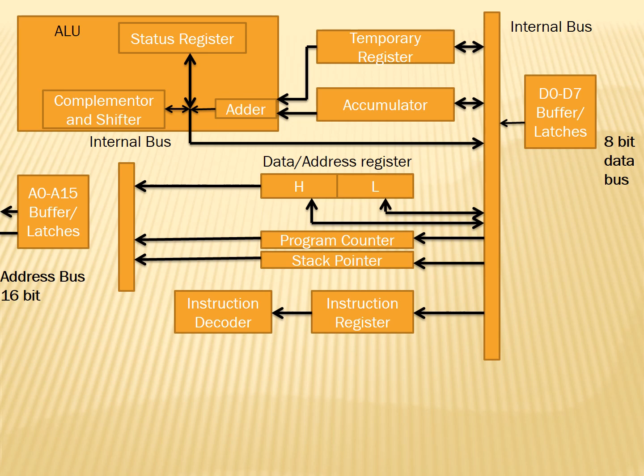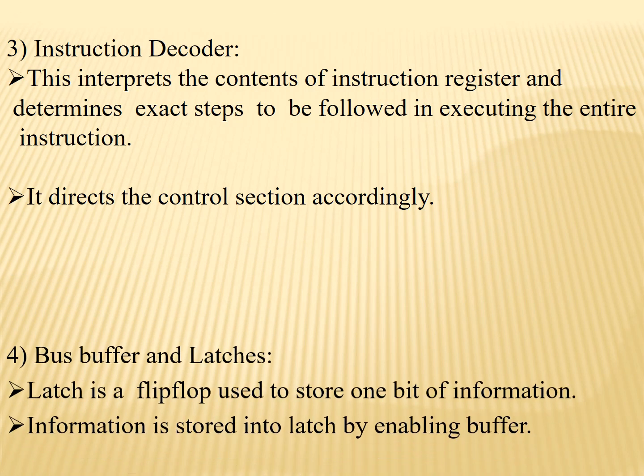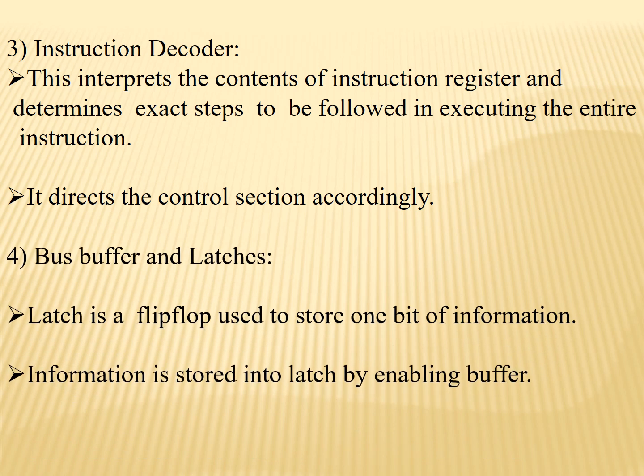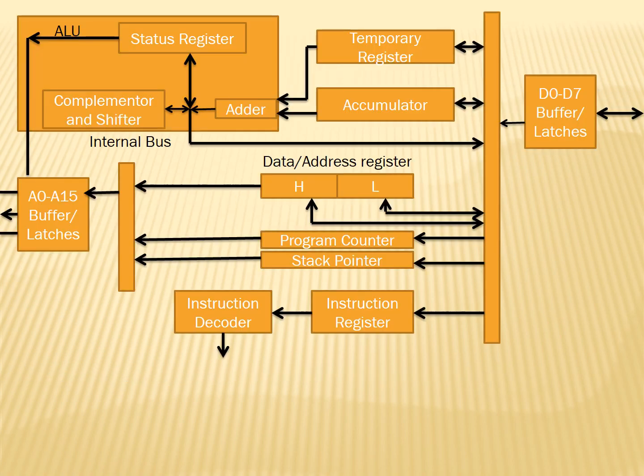So we need not learn or write more about it. Just write these two points. Latch is a flip-flop which is used to store 1 bit of information. Information is stored into latch by enabling the buffer. So you can see here the ALU is also connected to the address bus A0 to A15, that is your buses and your latches. Latch is a flip-flop which is used to store 1 bit of information. Information is stored into latch by enabling the buffer.